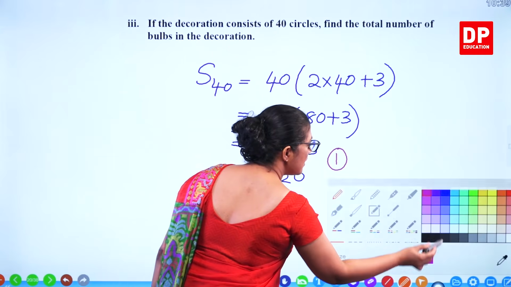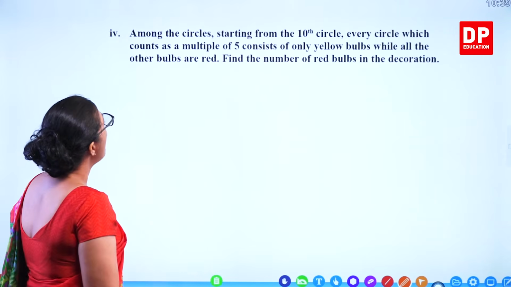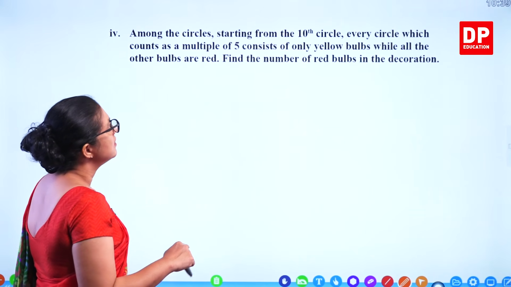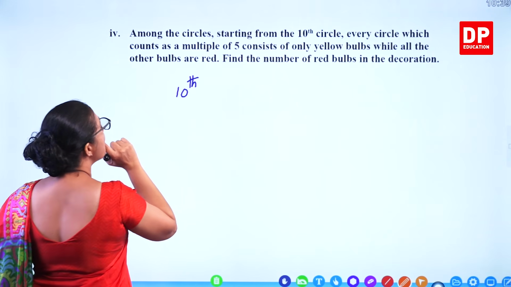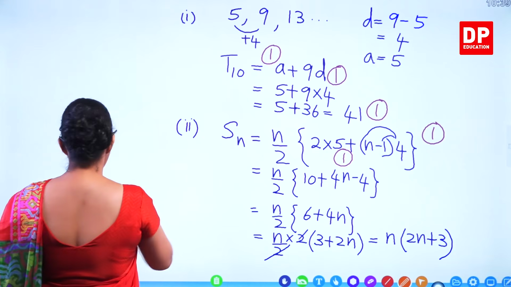Now we'll take the next one. Among the circles starting from the 10th circle. So what is the 10th circle? How many bulbs are there? We found out 41.